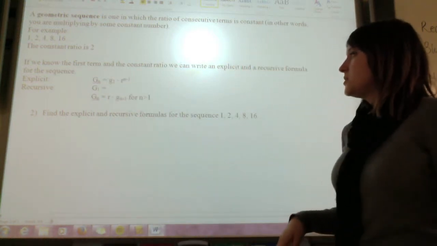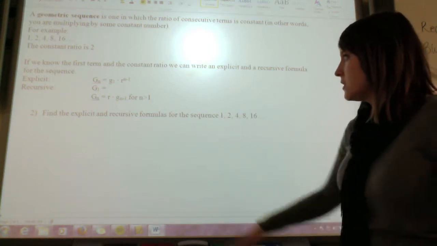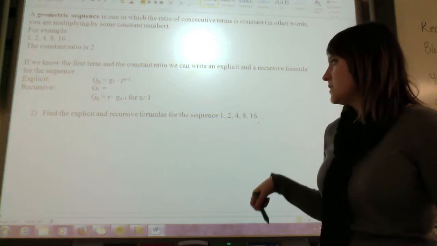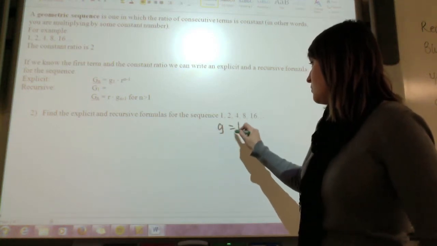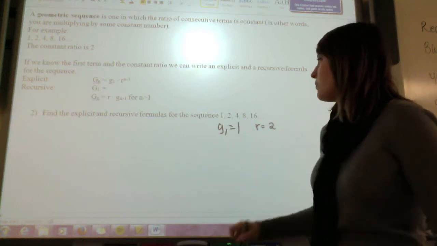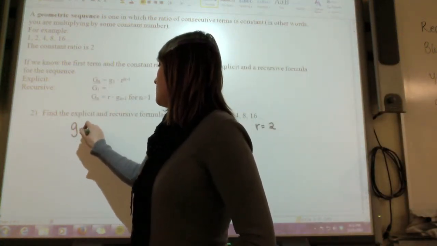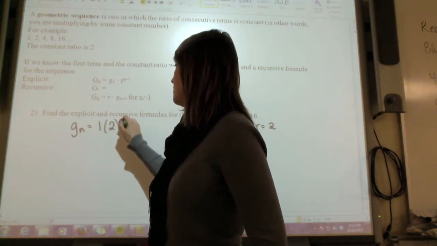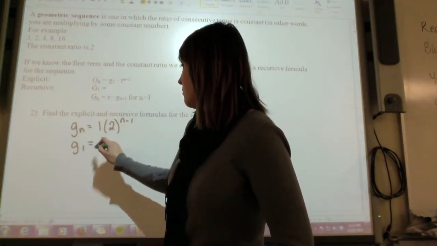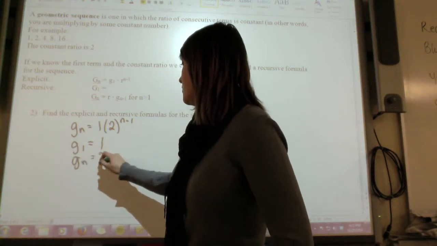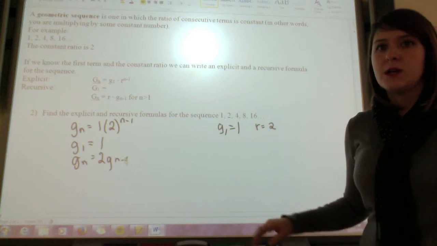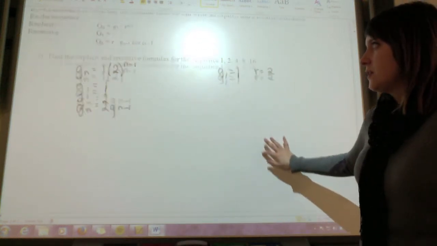If we know the first term and the constant ratio, we can again write an explicit and a recursive formula for this sequence. So here are generalized formulas here. So if I want to find the explicit and recursive formulas for the sequence 1, 2, 4, 8, 16, the first thing I'm going to say is that my first term is 1, and my constant ratio is 2. So if I plug that into this explicit formula, I have g sub n equals 1 times 2 to the n minus 1. Then, to get my recursive formula, I can say g sub 1 equals 1, g sub n equals 2 times g sub n minus 1. Okay, so there's my explicit and recursive formulas for that geometric sequence. And that is everything for section 1.